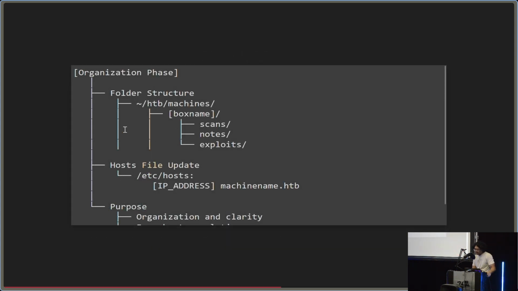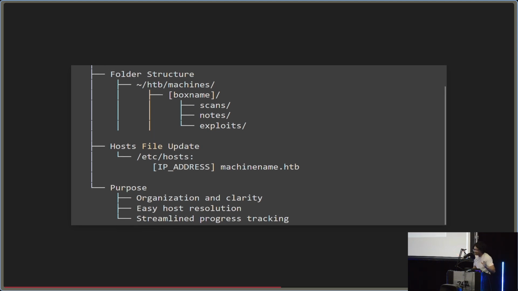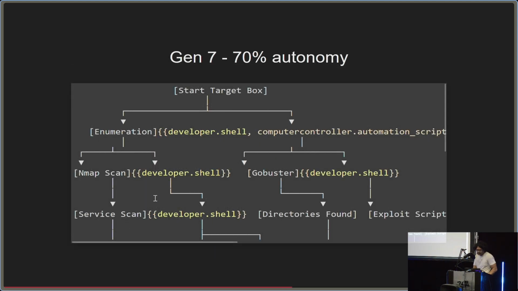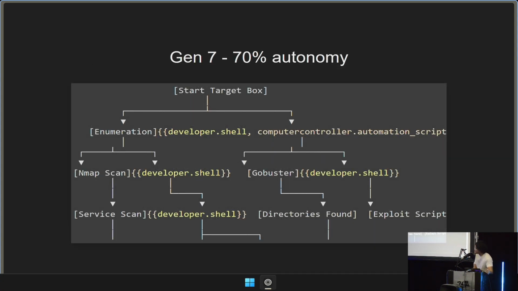Yeah, the prompts were basically better. This is an example of the organization phase. It would do the folder structure for me. It would do stuff like add variables, some nice things to have as you're doing hacking. I did this several times, and it went well beyond my expectations. It was like 70% autonomy. I was really happy with this.